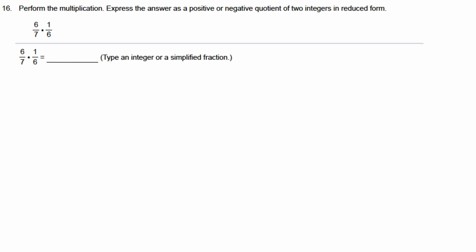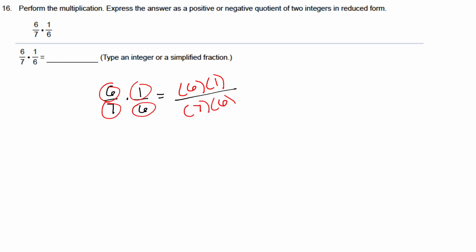Perform the multiplication. Express the answer as a positive or negative quotient of two integers in reduced form. 6/7 times 1/6. We'll draw a fraction bar, and next we're going to multiply the numerators together. So 6 times 1 are the numerators, and then 7 times 6 are the denominators. 6 times 1 is 6, and 7 times 6 is 42.